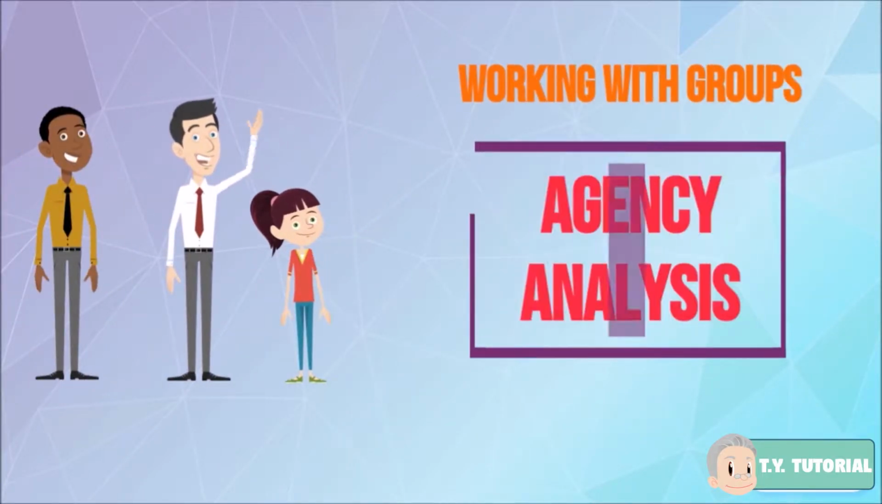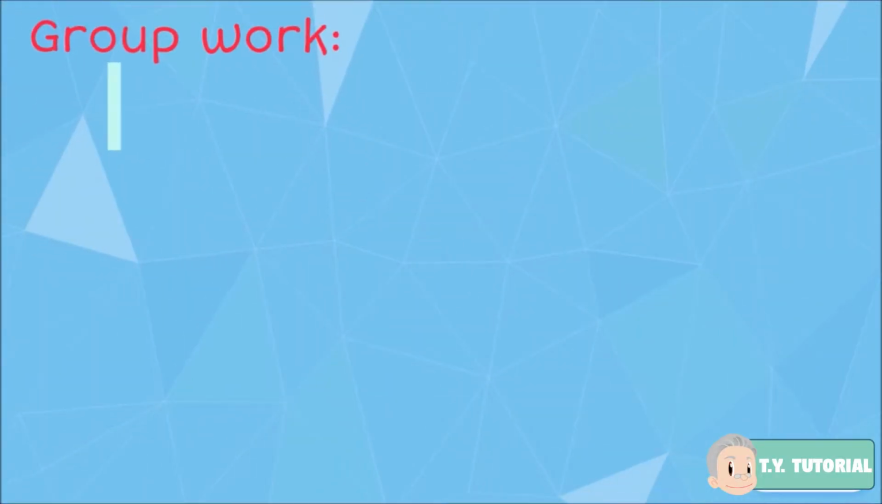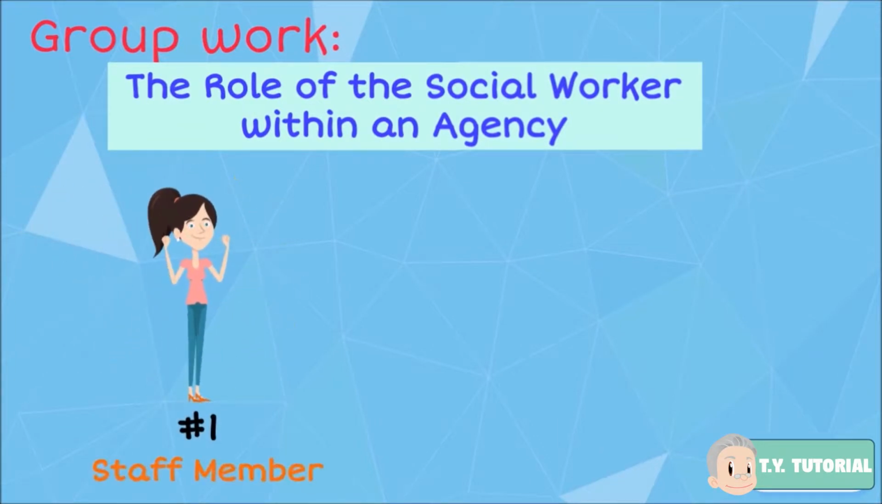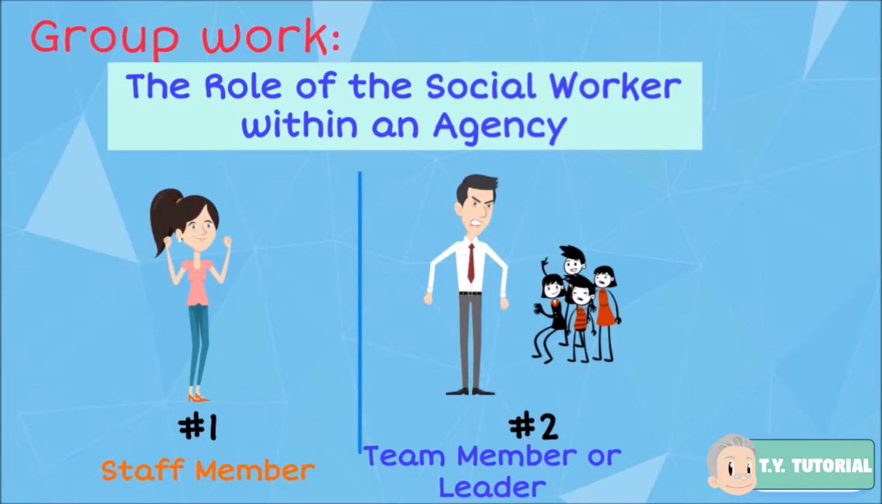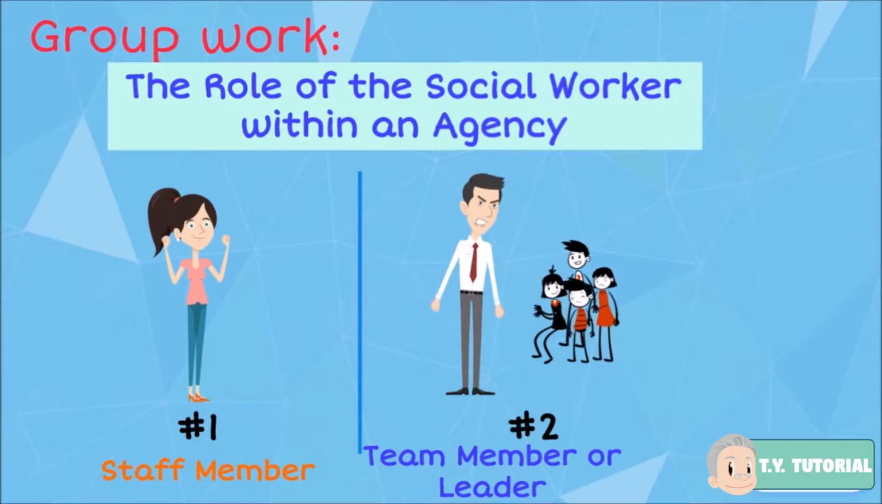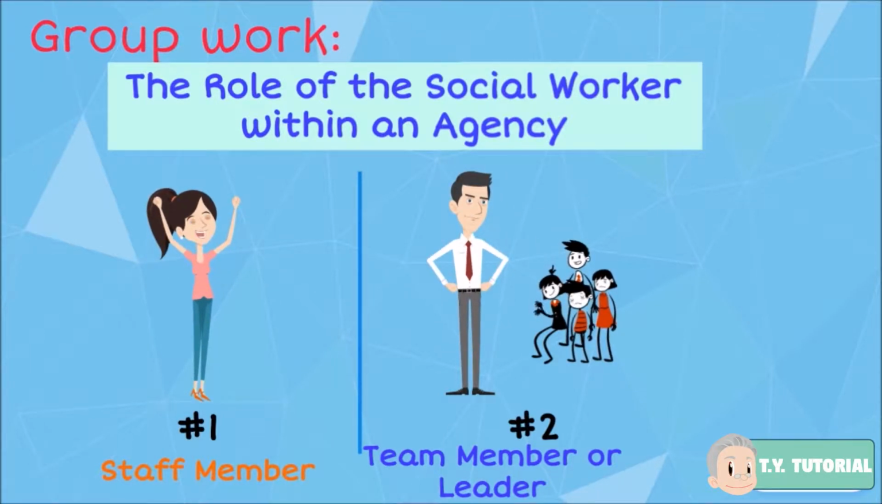Part 9. Agency Analysis. There are 4 roles of a social worker within an agency. First, a staff member. And the second, a team member or leader. It's required to function as a team leader to lead committee and staff meetings and to promote collaborative activities.